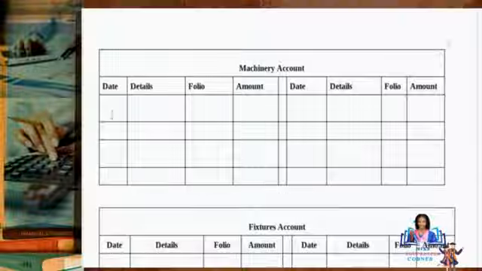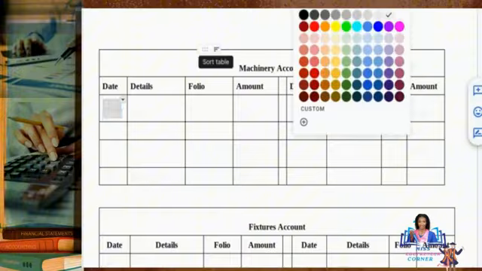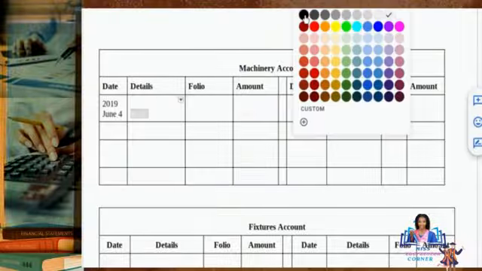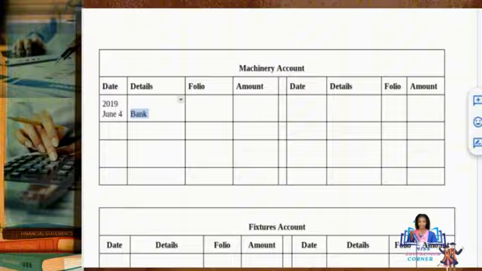So here we have our machinery account. Insert the date, June 4, 2019. In the detail, we would have bank. The bank account can be found in the general ledger, and the amount is $2,500.